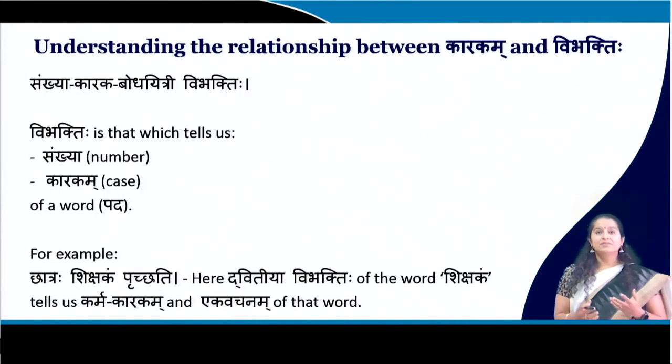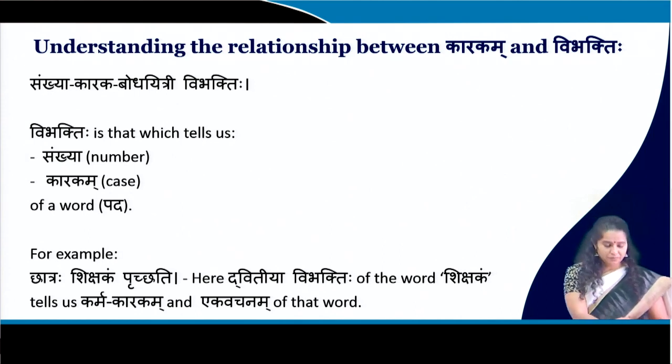Now let's understand the relationship between a karakam and a vibhakti. But for that we need to understand what is a vibhakti. So here it's defined as sankhya karaka bodhayitri vibhakti. So what is a vibhakti? It will tell you the number and the karaka. That which explains that is known as the vibhakti. So vibhakti is that which tells us the number and the karakam of a word.